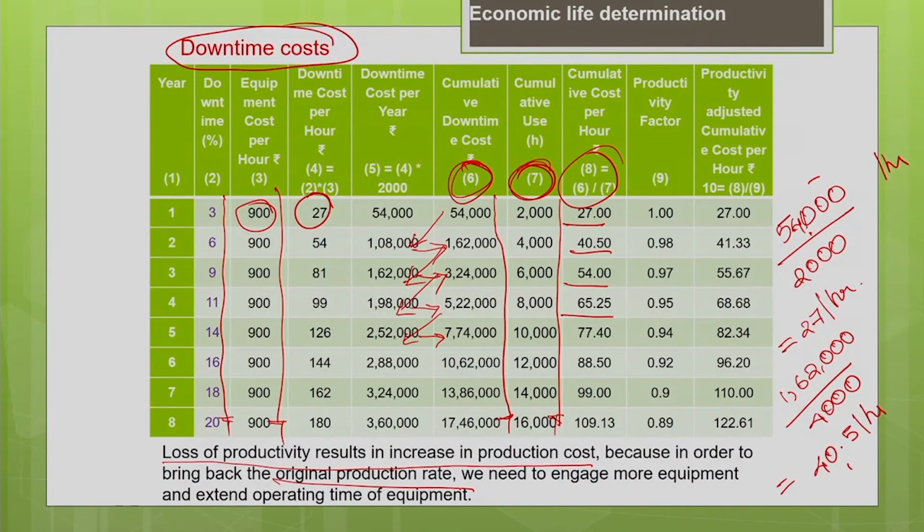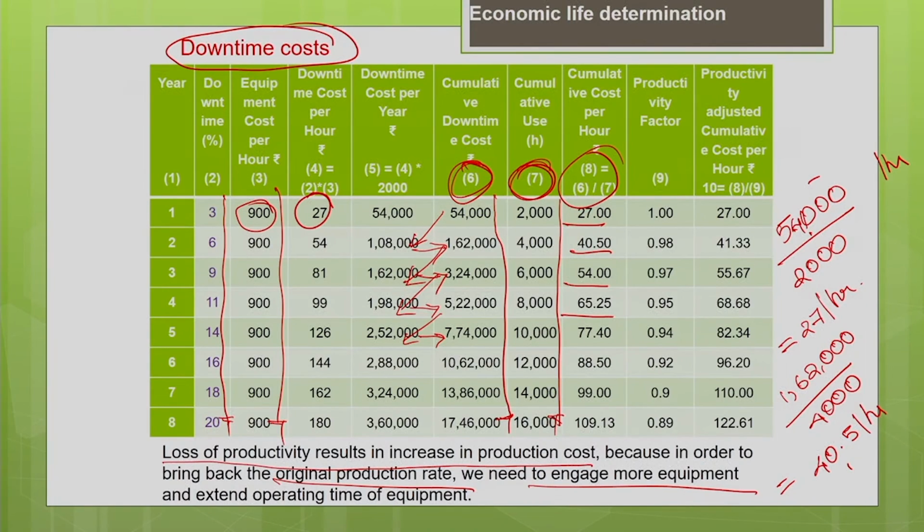To bring your productivity back to the original production rate, we need to engage the machine for more operating hours, or we need to increase the number of machines, or we may need to increase the number of workers. For that we have to spend some more money, so that results in an increase in cost due to downtime. That is what is called the productivity adjusted cumulative downtime cost per hour. That is what we are going to find here.